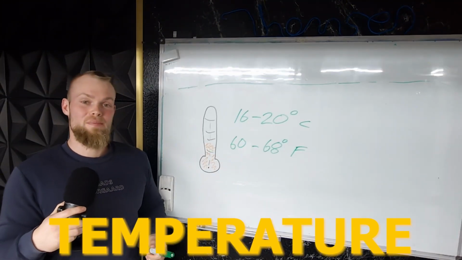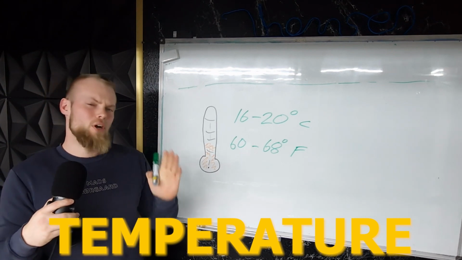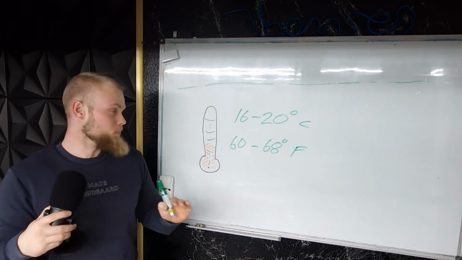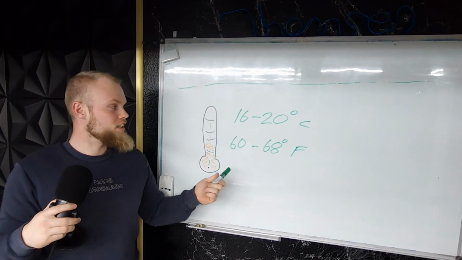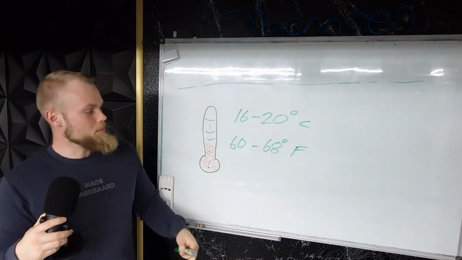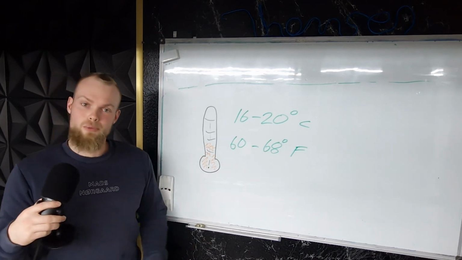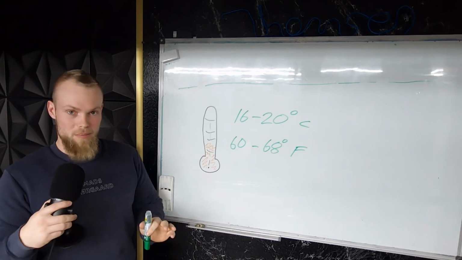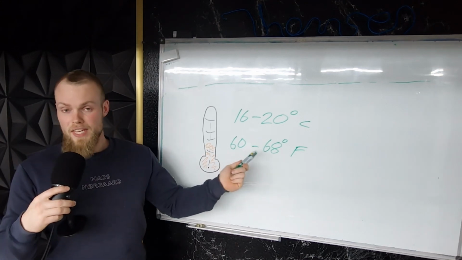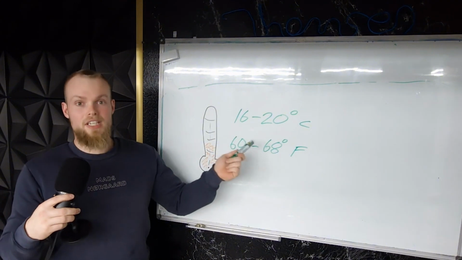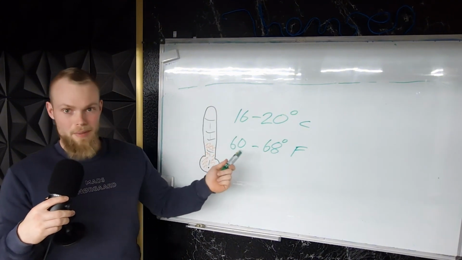Temperature. When you are sleeping, you want to be in a pretty cold but not too cold room. It should be between 16 and 20 degrees Celsius and between 60 and 68 degrees Fahrenheit when you are sleeping. If you can achieve this, then you have the ideal heat for sleeping.